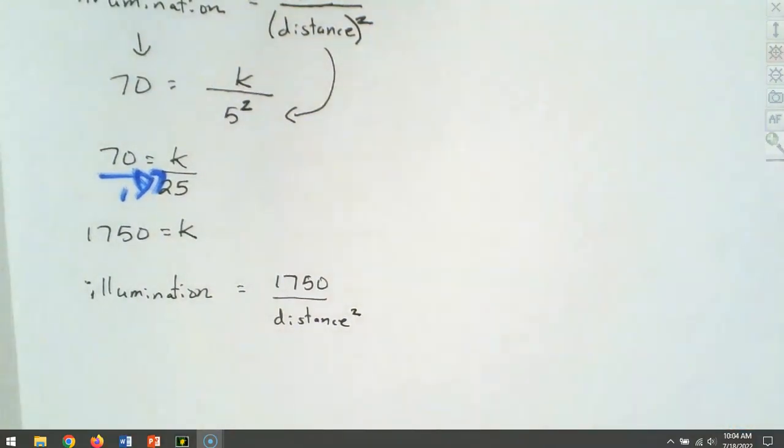And light spreads out so fast, that's why when you increase that distance, it goes by the square. So you decrease your illumination by the square of that distance, because a little change in the distance makes a big change in the brightness of the light source.